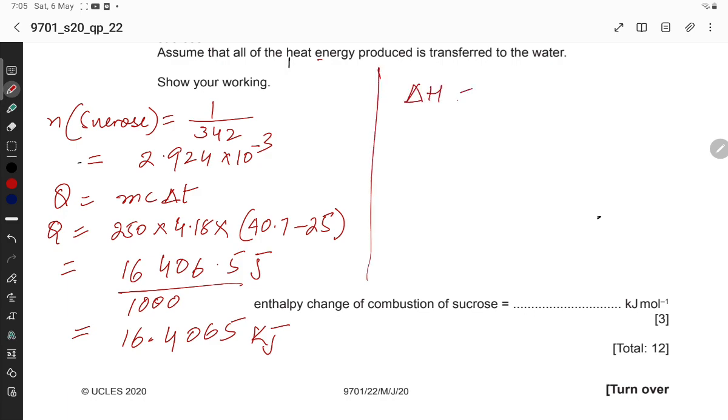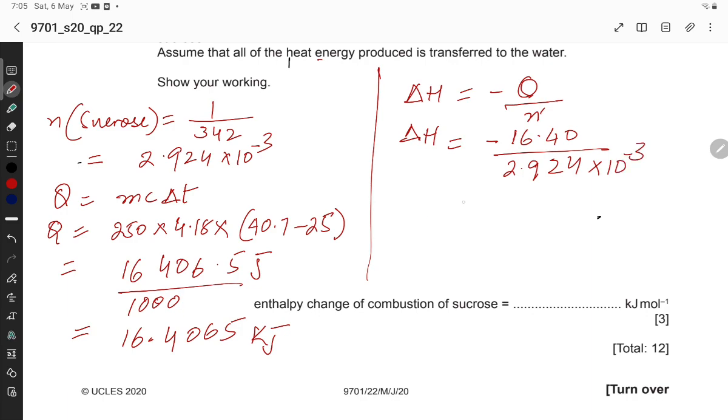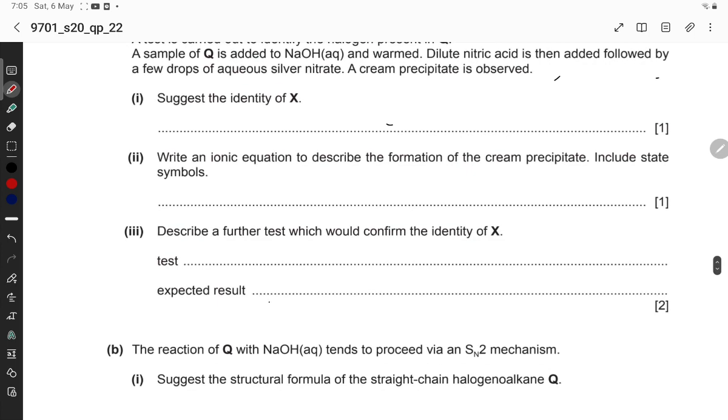Enthalpy change is equal to minus Q over n. Delta H is equal to minus 16.40 divided by 2.924 × 10^-3. This is equal to minus 5610. The answer is 5610. Question number 4.